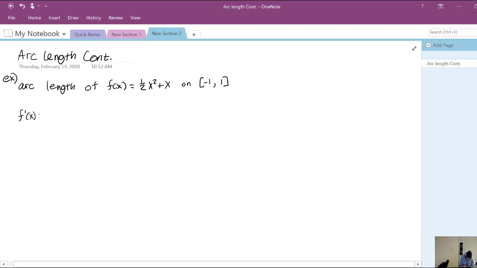So just as before, first thing we do is find the derivative of our original function. So what's the derivative of this polynomial? It'll be, yeah, x plus 1. So then the arc length is going to be the integral from -1 to 1 of the square root of 1 plus f prime squared.